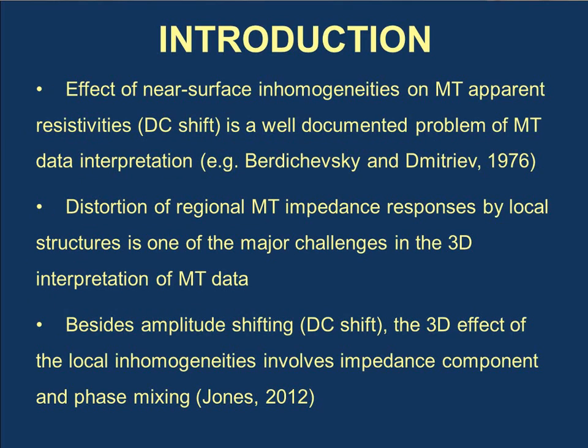One big problem with MT interpretation is the near-surface inhomogeneities. They provide what's been known for quite a while, the DC shift. DC shift is the simplest manifestation of the effect of near-surface inhomogeneities. In 3 dimensions, however, the effect is much more complicated, and besides this shifting of the MT apparent resistivity or amplitude, we can also have phase mixing. The data can be very distorted and very hard to fit unless you discretize the subsurface very finely.